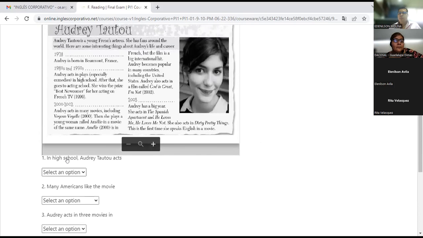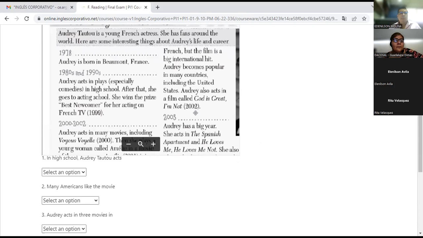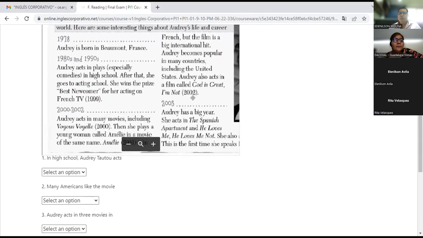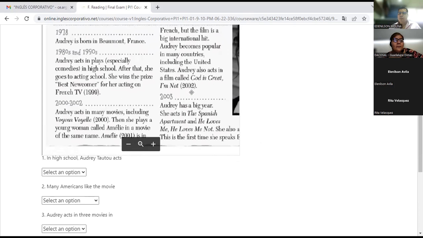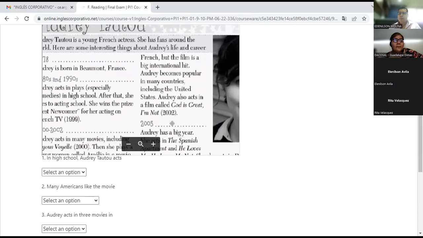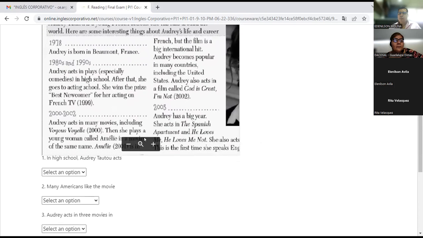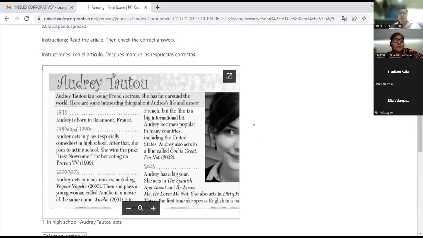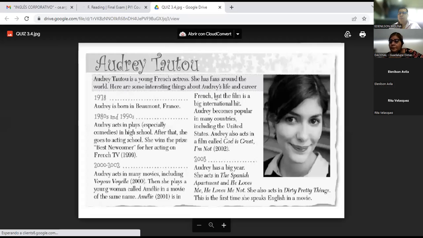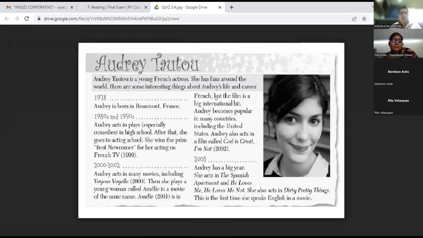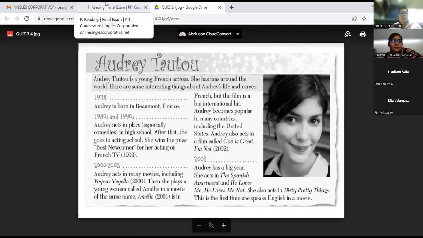So number one, in high school, actúa in high school. Veamos en qué parte está hablando de high school. Let me see, what year is it giving us information about high school? ¿En qué año está hablando de high school? Let me make it bigger. Está muy pequeño esta información. Aquí está. 1978, no. 1980s and 90s. Aquí está, viene high school. Ahí está la información, 1980s and 90s.